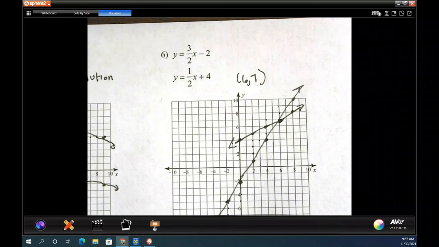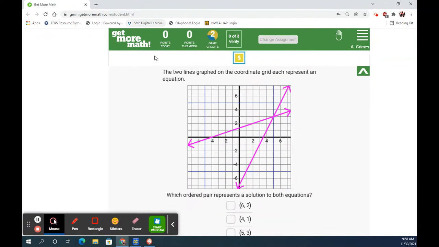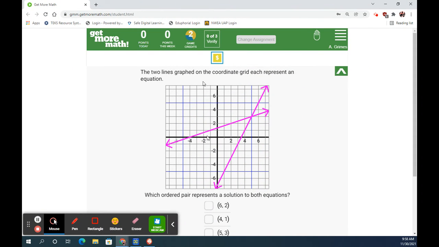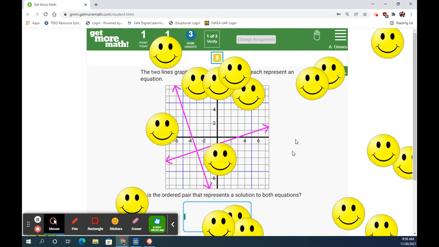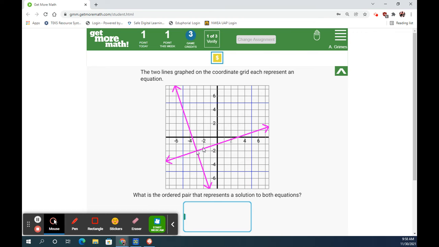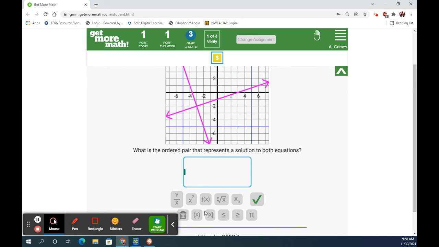Okay, look at this. This is what you're fixing to do. All right, two lines graphed on the coordinate grid, each represent an equation. What ordered pair is the solution? Here we go. They intersect at 5, 3. Check there. There we go. Where do they intersect here? Where do the two lines intersect? Okay. -3, comma, -2.